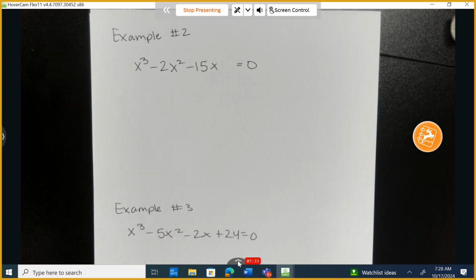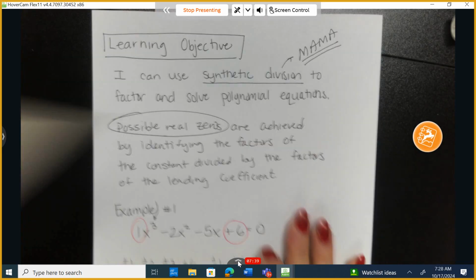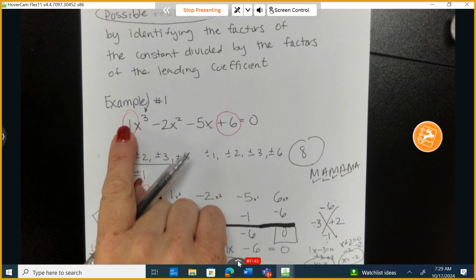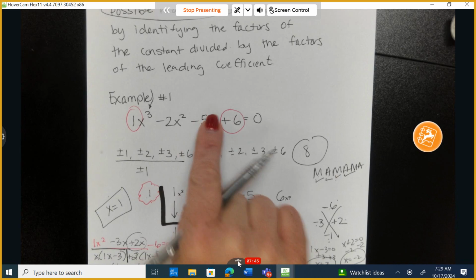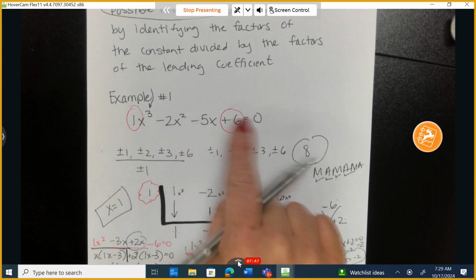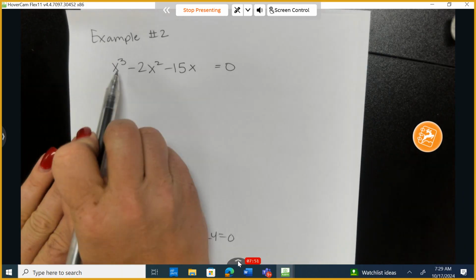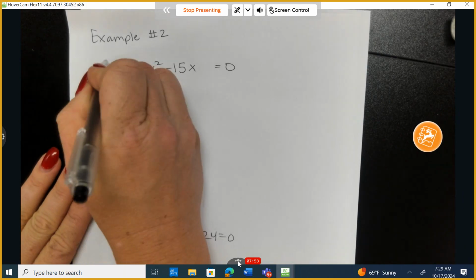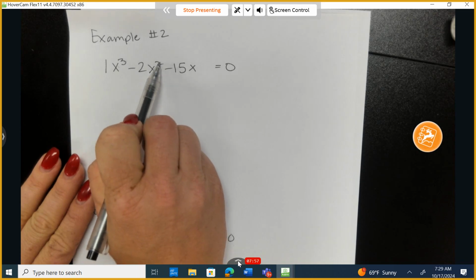Example number 2, there's one thing that is different, and only one thing. Notice example number 1 has a value in front of the x to the third, to the second, to the first, and there's no x's, it's x to the 0. Everything's accounted for. But in example number 2, okay, here's x to the third, so there's a 1 out front. So x to the third, awesome, x squared, everything's there, x to the first.